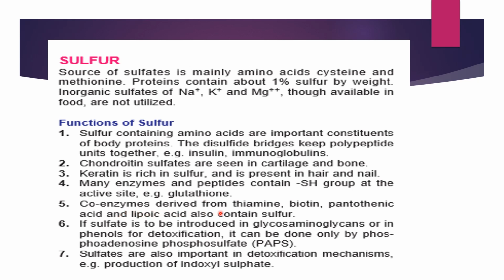Coenzymes derived from thiamine, biotin, pantothenic acid and lipoic acid also contain sulfur. If sulfate is to be introduced in the glucosaminoglycans or in phenols for detoxification, it can be done only by phosphoadenosine phosphosulfate, also called PAPS. Sulfates are also important in detoxification mechanisms like production of indoxyl sulfate.